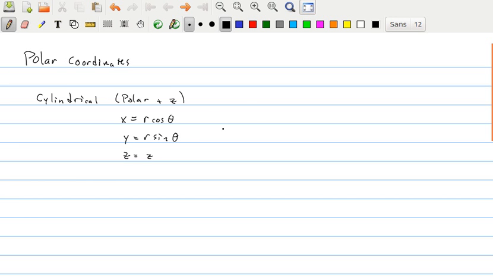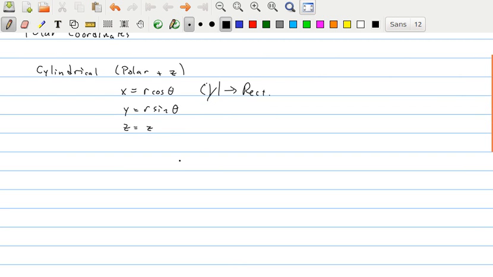So now this gives you a good way of taking something in polar coordinates and in cylindrical coordinates and converting it back into rectangular, because x is in terms of r and theta, y is in terms of r and theta, z is in terms of z. So here, x, y, and z are in terms of r, theta, and z. So this is actually a good way to take cylindrical coordinates and change them to rectangular. But oftentimes we want to go the other way around.